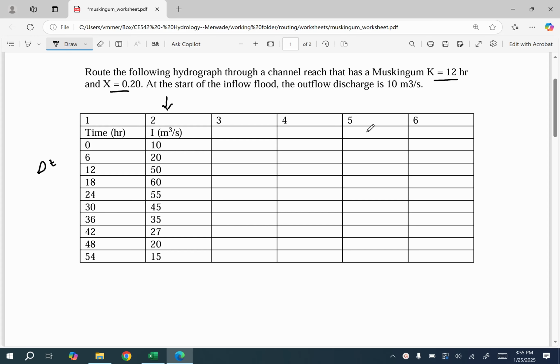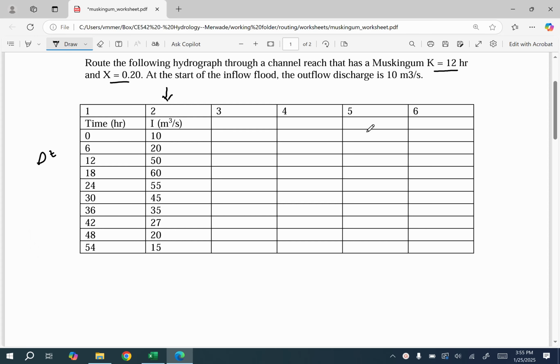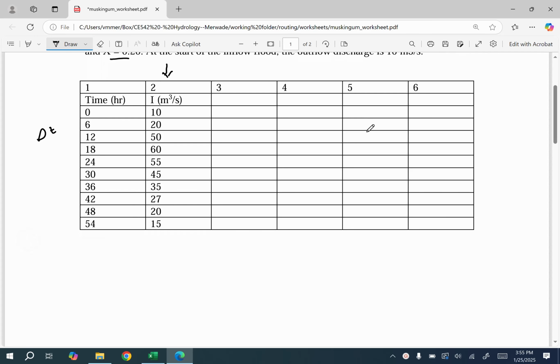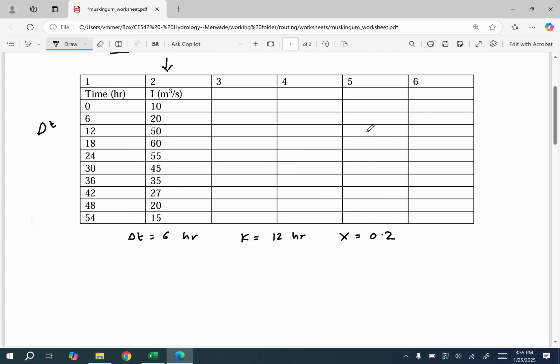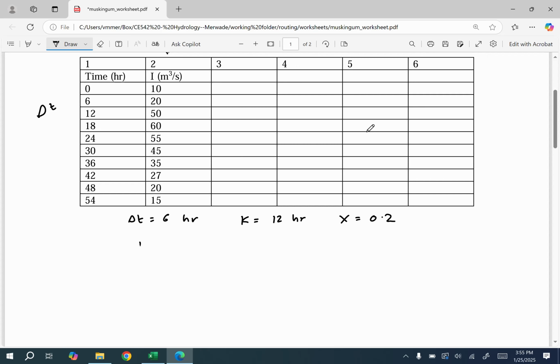So the first thing we are going to do is check the stability criteria. So again, delta T is equal to 6 hours, K is equal to 12 hours, and X is equal to 0.2. And the stability criteria that we have is 1 over 2 times (1 minus X) less than or equal to K over delta T, which is less than or equal to 1 over 2X.